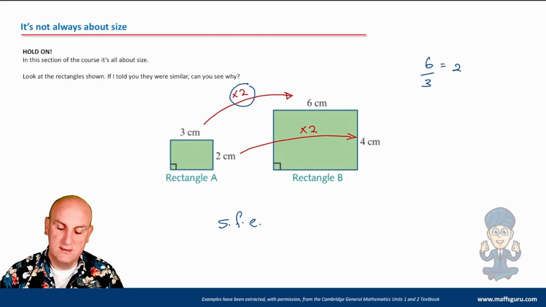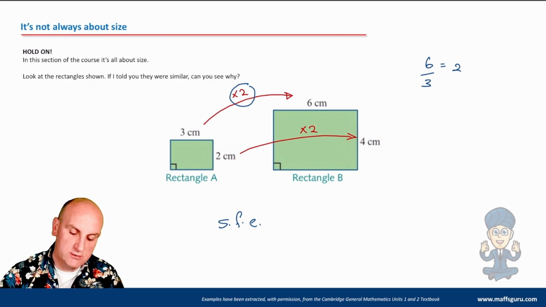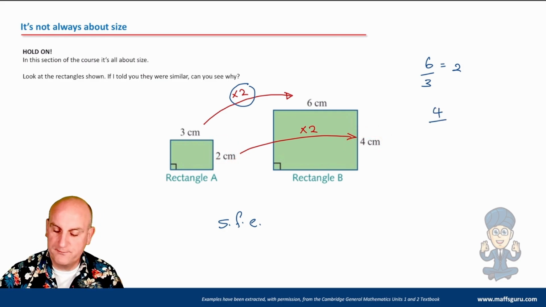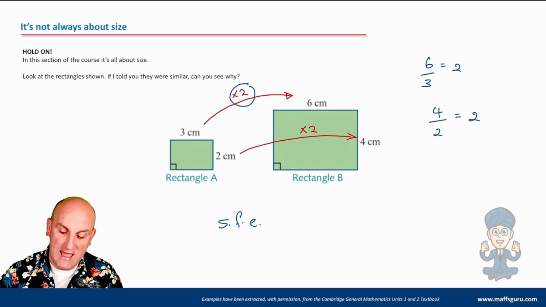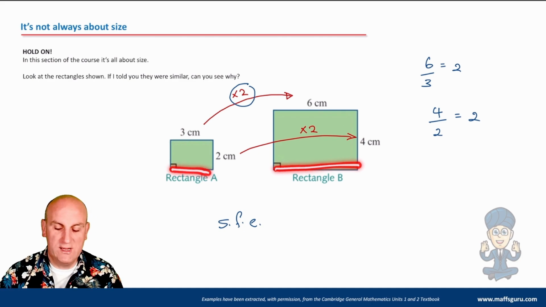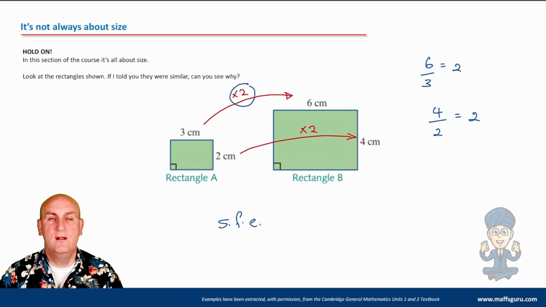I get 2. Does that work? Yes, I've got 4 divided by 2. So I've got my 4 on my bigger one, 2 on my smaller one. Divide those together, gives me 2. And so long as I do that, if I can take every joining side or similar side and divide them, then it's awesome.